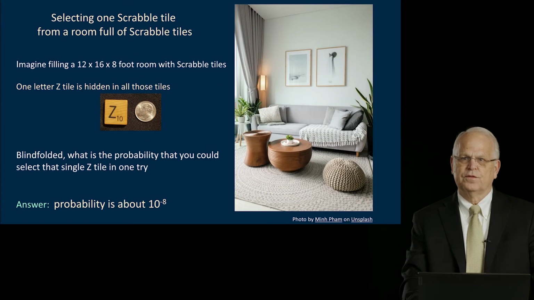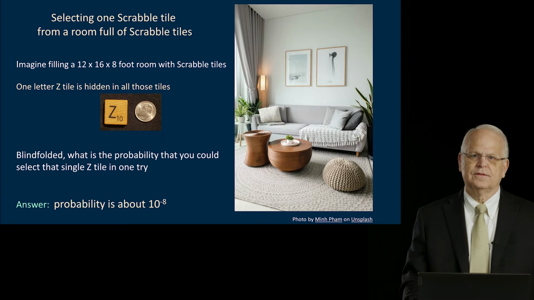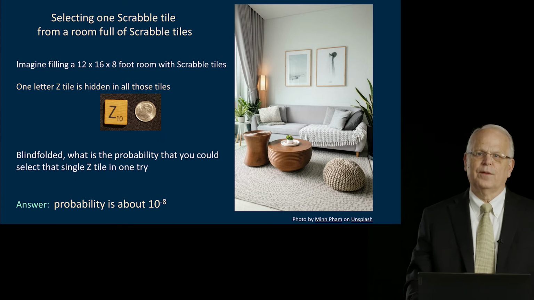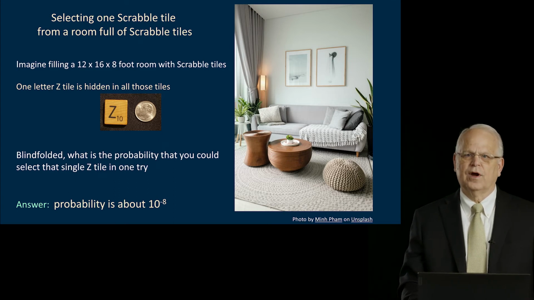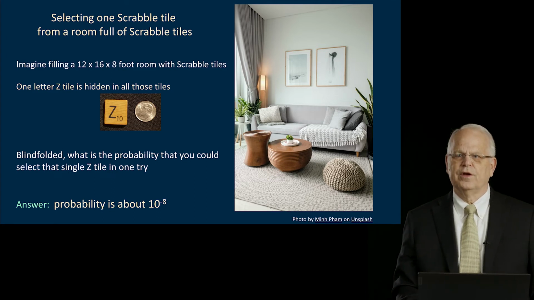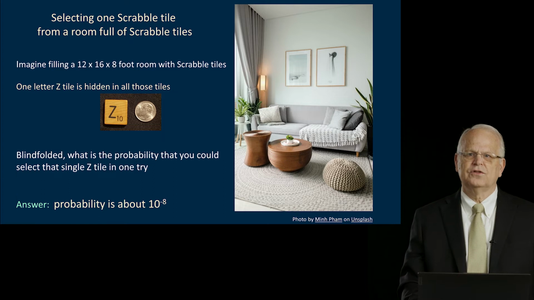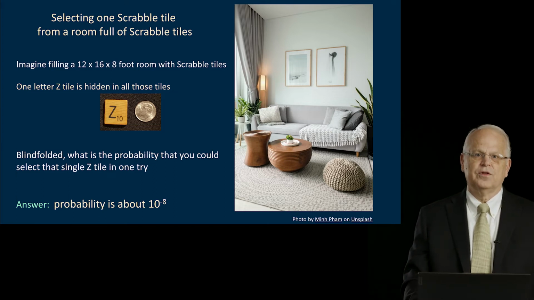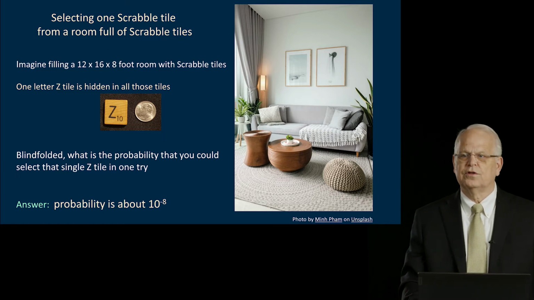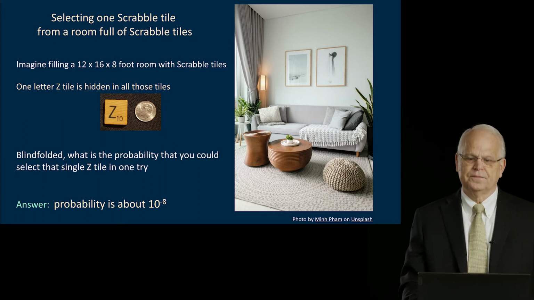So I have two examples. The first example is selecting one Scrabble tile from a room full of Scrabble tiles. So imagine you had a room that was 12 by 16 by 8 feet, and you filled it with Scrabble tiles, floor to ceiling, multiple stacks of Scrabble tiles. And you hid one letter Z tile in all that room, and so here's a letter Z tile. It's a little bit bigger than a dime. Blindfolded, what is the probability that you could select that single Z tile in one try? Well, this can be readily calculated, and the probability is right at about 10 to the minus 8. Most of us would consider that something that is not going to happen. You're not going to be able to reach in that room and grab the singular Z tile.